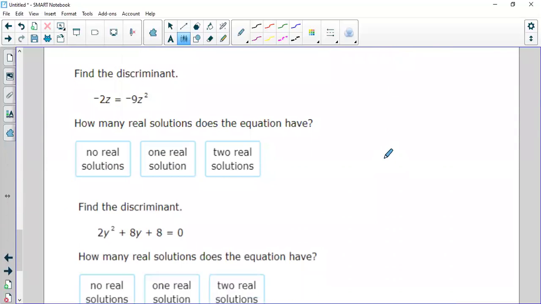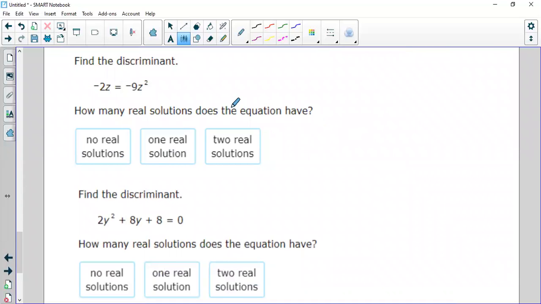All right, 2 more. Find the discriminant. Uh-oh. This is not in standard form. I'm going to have to rearrange this formula to make it standard form. I could either move this to this side or this to this side to make it equal 0. I'm going to choose to move that over there. So now it's going to become positive 9z squared minus 2z is equal to 0. And my formula is b squared minus 4ac.